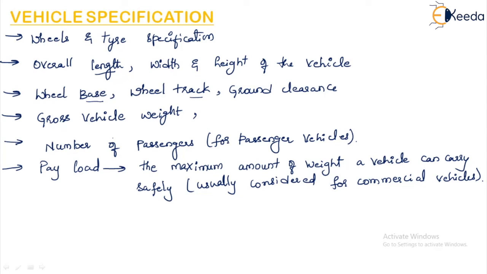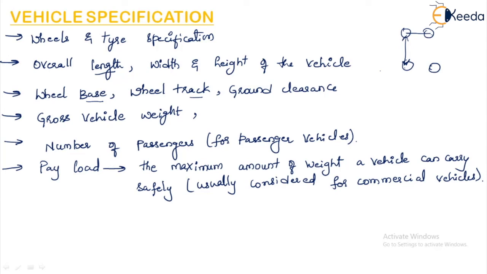Then we have wheel track. So wheel track means the shortest distance between the centers of the tire treads on the same axle. So if there are two tires, this is the axle between them. So if this is a four-tired vehicle, the shortest distance between these two tires on the same axle is called the wheel track.